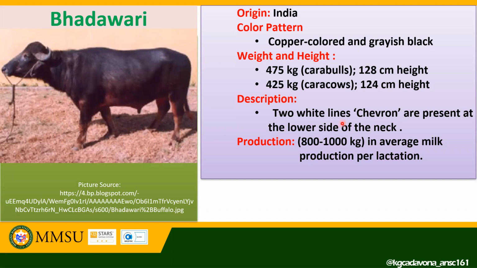Then as for the weight and height, average body height of the mature bulls is around 128 centimeters and around 124 centimeters for the cows. However, the mature bulls can reach around 475 kilograms live body weight, and the cows can reach around 425 kilograms.